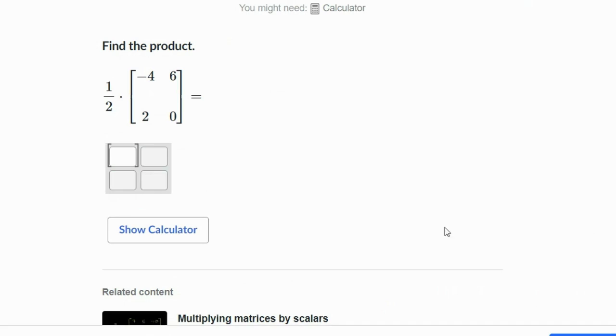All right, next question. Find the product. 1/2. 1/2 we kind of like as a fraction because we can do 1/2, right? What's 1/2 of negative 4? Well, that's negative 2. What's 1/2 times 6? It's 3. What's 1/2 times 2? It's 1. What's 1/2 times 0? Well, half of 0 is still 0.